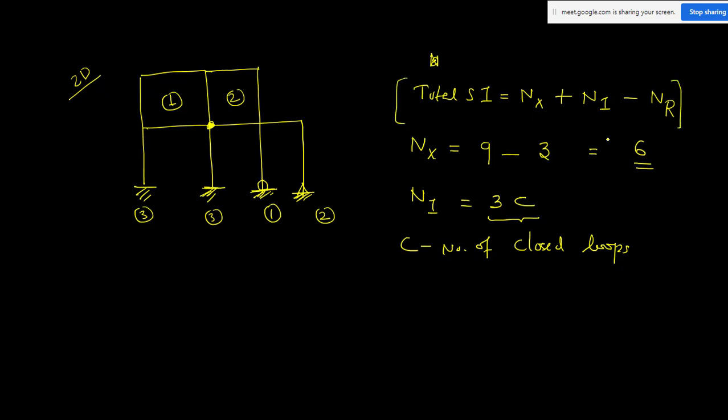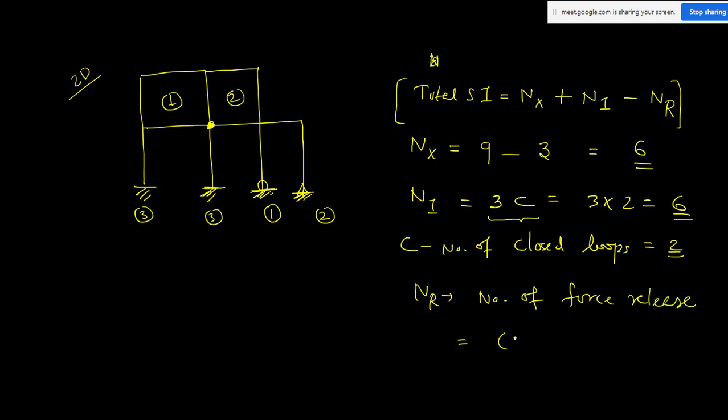Okay, so now you have to find C, the number of closed loops: 1, 2, and these are open, so the C value is 2. So what is the value of Ni? That is 3 into 2, 6. So what is the value of Nr? Nr is the number of force releases. Here I have a hinge. So what is the value of it? It is m minus 1. How many members? 1 2 3 4 members, that is 4 minus 1, that is 3.